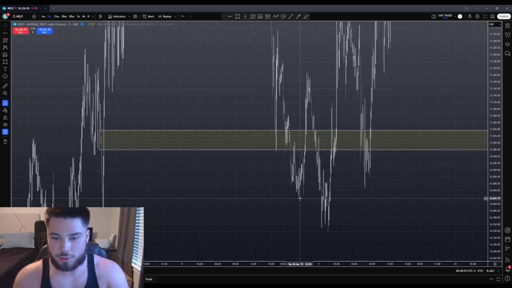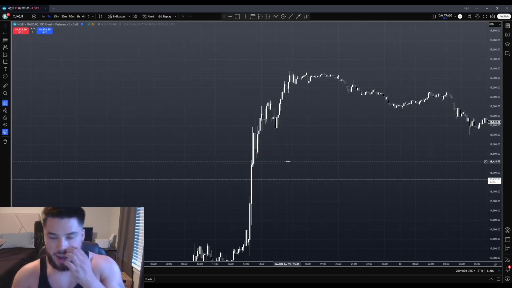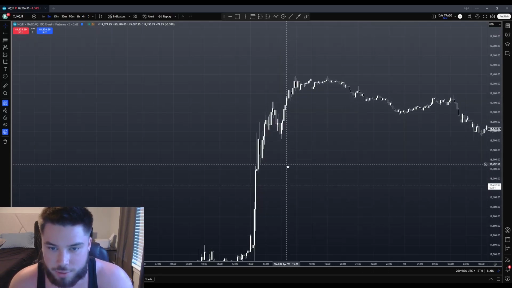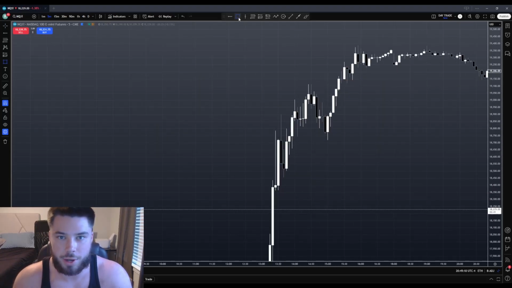Price came down, and eventually, at some point, respected this and continued to trade higher. But that's high time frame. On the low time frame, I usually don't always use inversions as a form of entry. But let's say I did, this one right here would be a good one. Here we go. I found one.